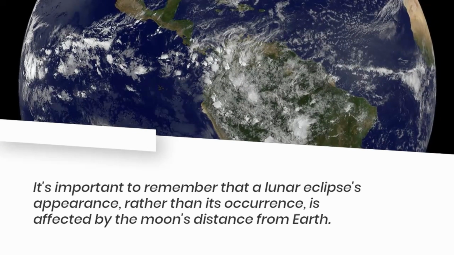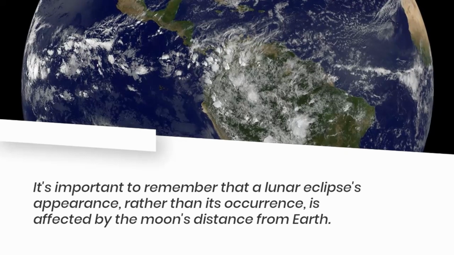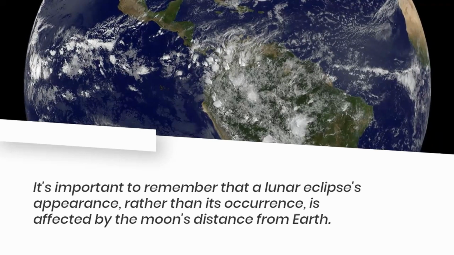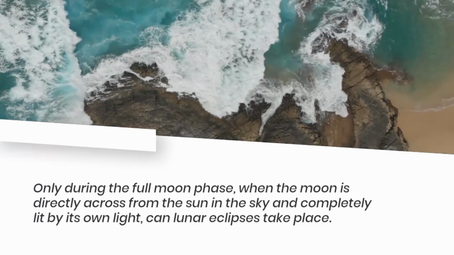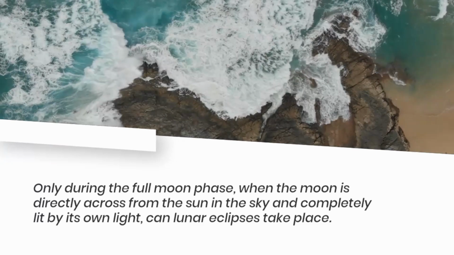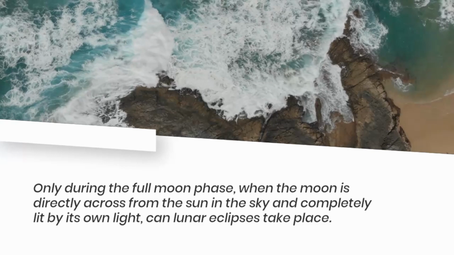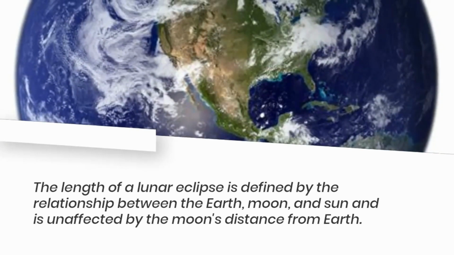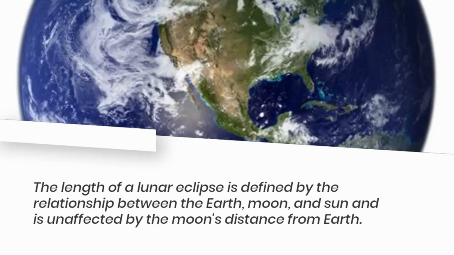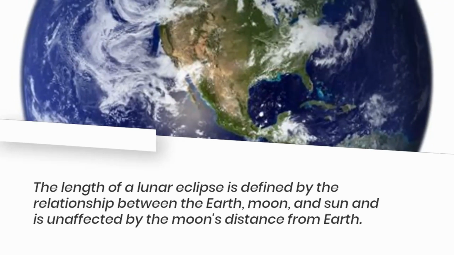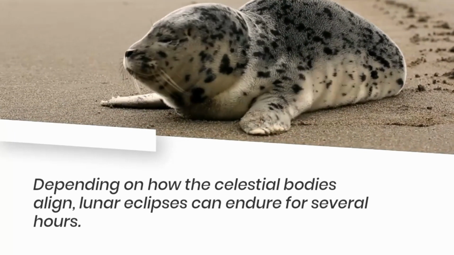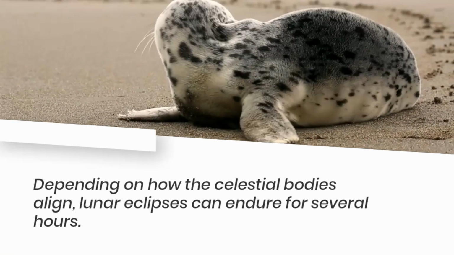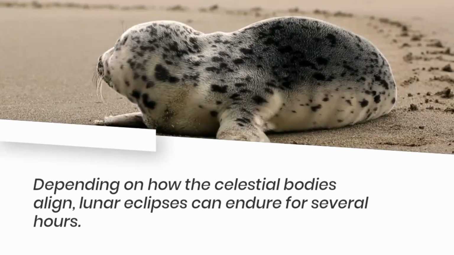It's important to remember that a lunar eclipse's appearance, rather than its occurrence, is affected by the Moon's distance from Earth. Lunar eclipses can only take place during the full moon phase, when the Moon is directly across from the Sun in the sky. The length of a lunar eclipse is defined by the relationship between the Earth, Moon, and Sun and is unaffected by the Moon's distance from Earth. Depending on how the celestial bodies align, lunar eclipses can endure for several hours.